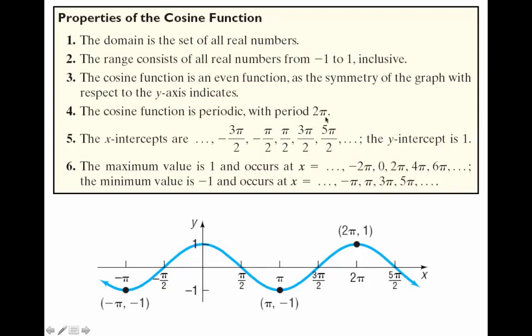It's periodic, the period is 2 pi, and the x-intercepts now, instead of being the multiples of pi, are pi over 2 plus or minus some multiple of pi. So if we go up at 1 pi, go up another pi, go up another pi, go down a pi, go down another pi, that's when we're going to end up on the x-axis. The minimum values are going to be at the odd multiples of pi, -1, 1, 3, 5, 7, and the maximum values are going to be at the even multiples of pi, -2, 0, 2 pi, 4 pi, and so forth.